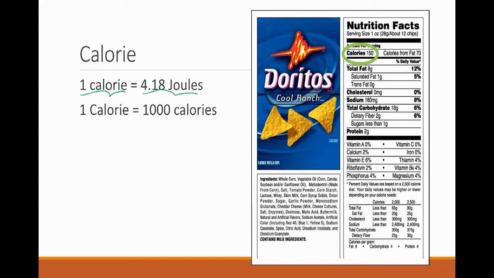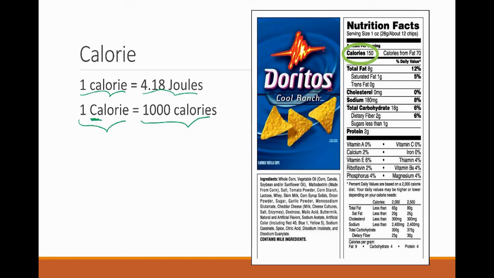Now, what makes us a little bit different here in the United States is that for our food, on the packages, we don't use just a regular small calorie. We use what's called a large food calorie with a capital C. And so our food calorie is equal to 1,000 of just normal small calories.